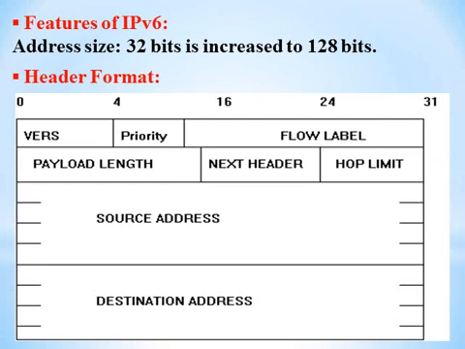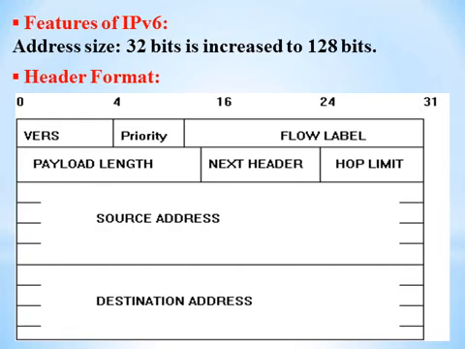Now move towards the header format of IPv6. IPv6 has the header format as shown in the figure. That header format contains various fields, that is version, priority, flow label, payload length, next header, hop limit, source address, and the destination address.